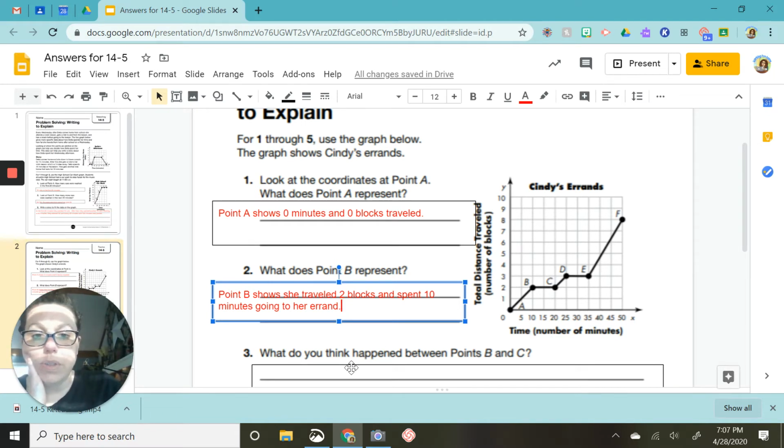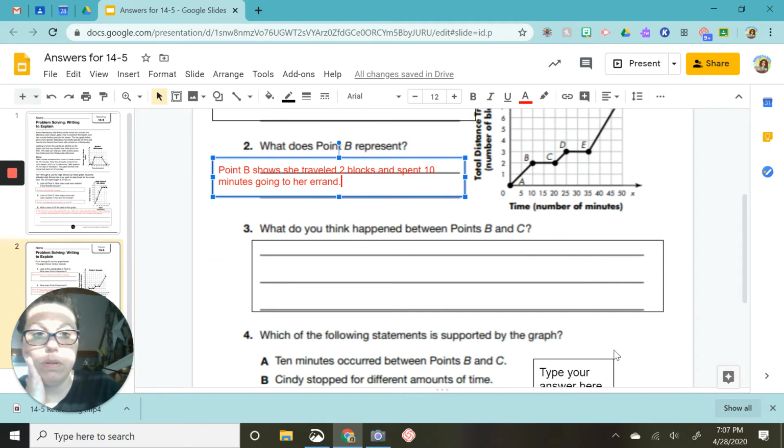All right, what do you think happened between points B and C? Okay, so at point B is 10 minutes of her time, and she traveled 2 blocks. So it took her 10 minutes. Okay, so what do we think's going on here? She's not moving, but she is passing time. So what do you think is happening at that spot?